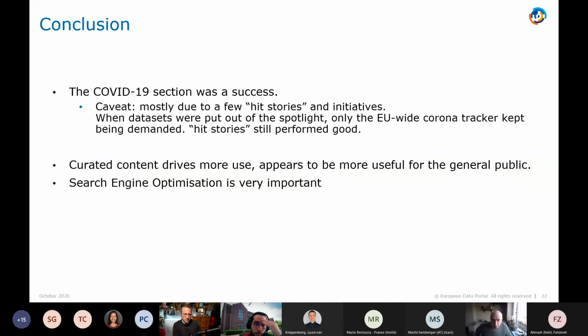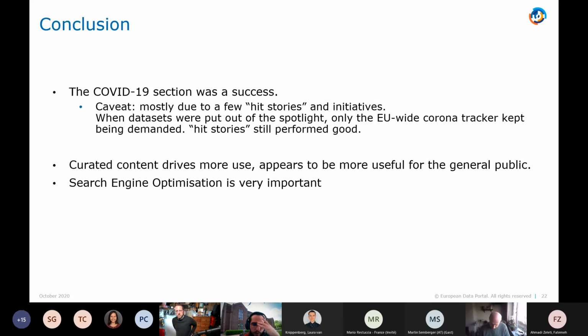So in conclusion, we could say in the EDP that the COVID-19 section was a success, because it represented a big chunk of visits to the portal during that period, without impacting too much on the numbers of the previous sections. But this was mostly due to a few hit stories and initiatives. We also noted that when datasets were put out of the spotlight, when they went back to their normal dataset section, then the demand for the COVID-19 related data sections was very small. So only the EU-wide corona tracker, the one that was very popular, was still being accessed a lot.